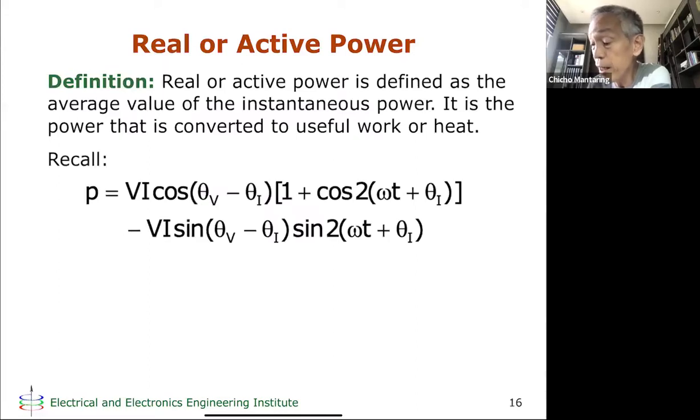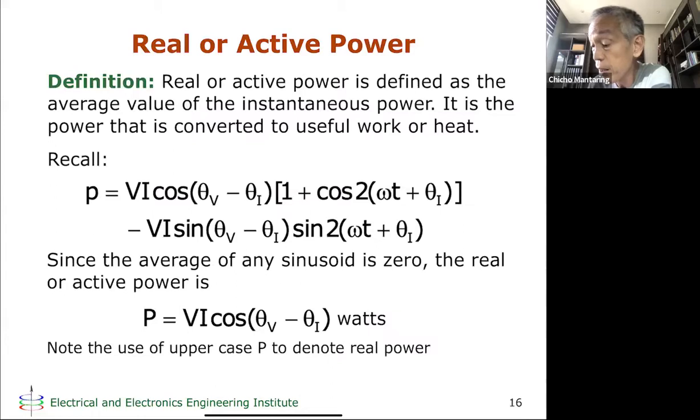So if you recall our power expression, since the average value of your sinusoids is 0, then the real power or your average power is just this term: VI cosine(theta V minus theta I). Note that we use capital letter P for real power. Theta V minus theta I is the phase difference between your voltage and your current.